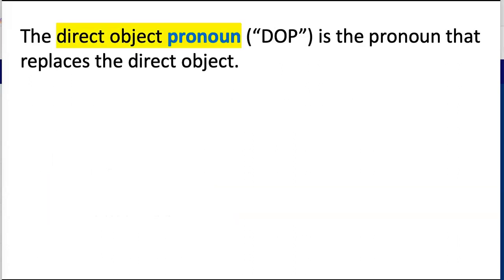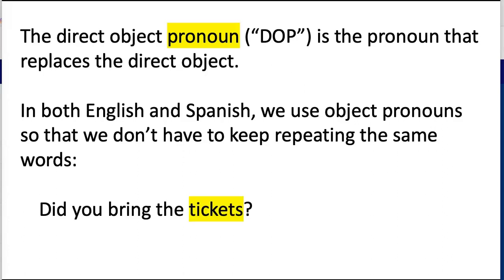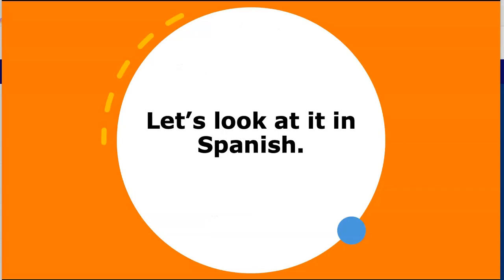Now, the direct object pronoun, which we're going to abbreviate here to DOP, is the pronoun that replaces the direct object. In both English and Spanish, we use direct object and indirect object pronouns, so we don't have to keep repeating the same words. For example, did you bring the tickets? The normal answer would be, yes, I brought them. Them is the direct object pronoun that replaces tickets. Let's look at it in Spanish.